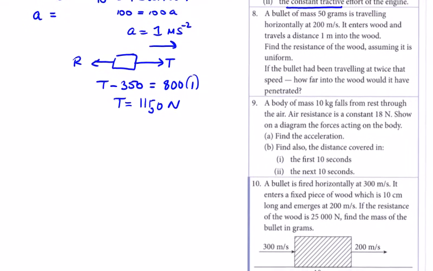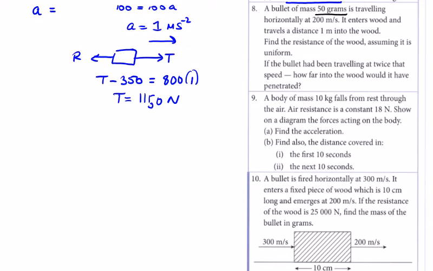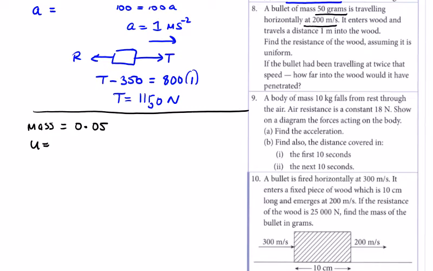Question 8. A bullet of mass 50 grams. So I'm just going to write that mass is equal to 0.1. Again will be 100. So it's 0.05 to give me my 50 grams. And it's traveling horizontally at 200 meters per second. So the speed of this bullet is 200 meters per second. It enters wood and travels a distance 1 meter into the wood.